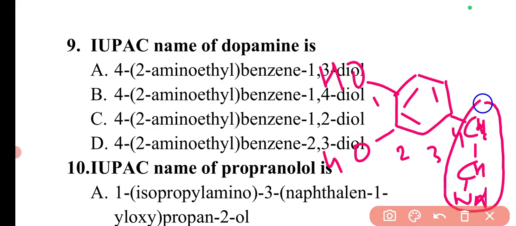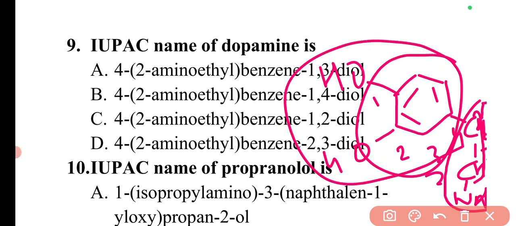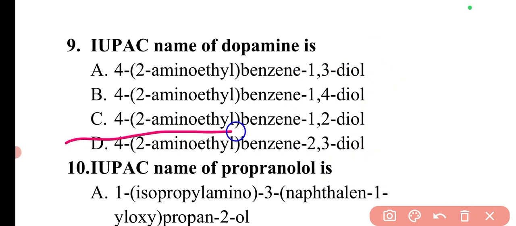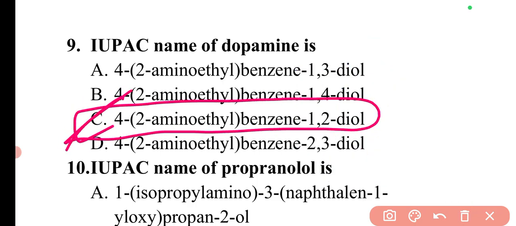This is 2-aminoethyl, with the 1 and 2 positions for the hydroxyls. At the second position of the chain it is the amino group, so it is 2-amino, and this is the ethyl group, so 2-aminoethyl, and this particular basic nucleus is benzene-1,2-diol. So that's why option C is the correct answer.